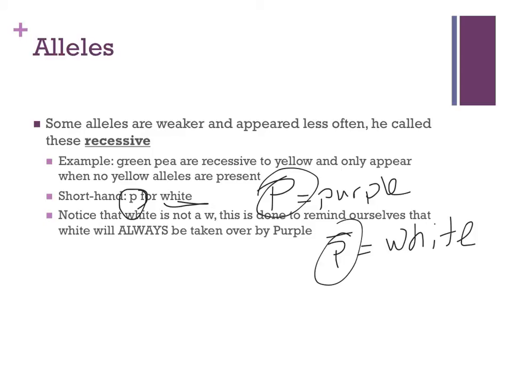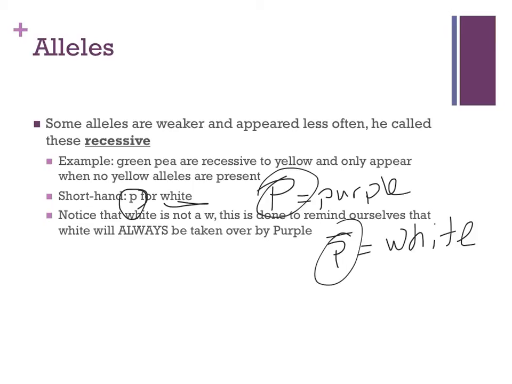Okay. We can look at green peas, which are recessive to yellow. So the yellow is the dominant allele, and would be capital Y, and the green, which is the recessive allele, would be little y. Okay. So the thing with recessive alleles, like the green pea, is they can only appear when there are no yellow or dominant alleles present, because the dominant ones cover up the recessive ones.